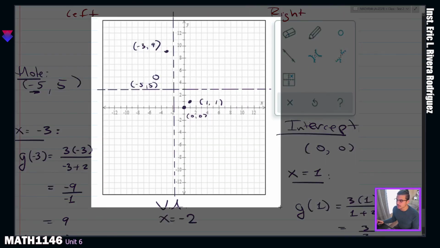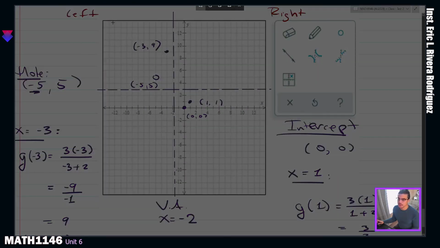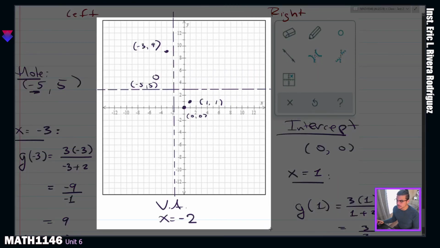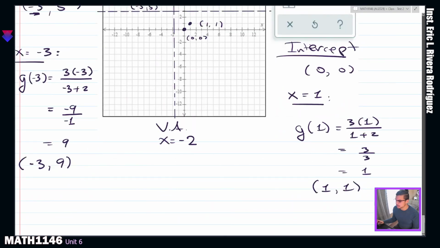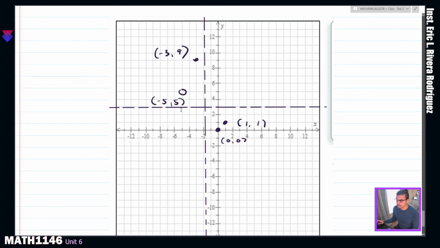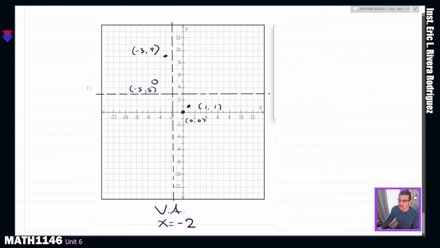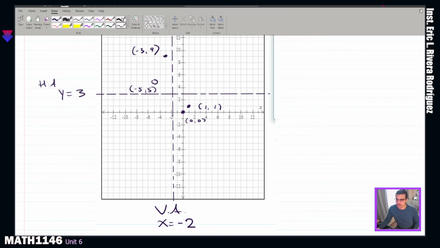Okay. Let me take this and move this because it's looking like a mess here. So okay, I think that's cleaner. So what we have so far is the horizontal asymptote, the vertical asymptote, and the 4 points, or at least the 4 locations, because one of those key points is a hole.